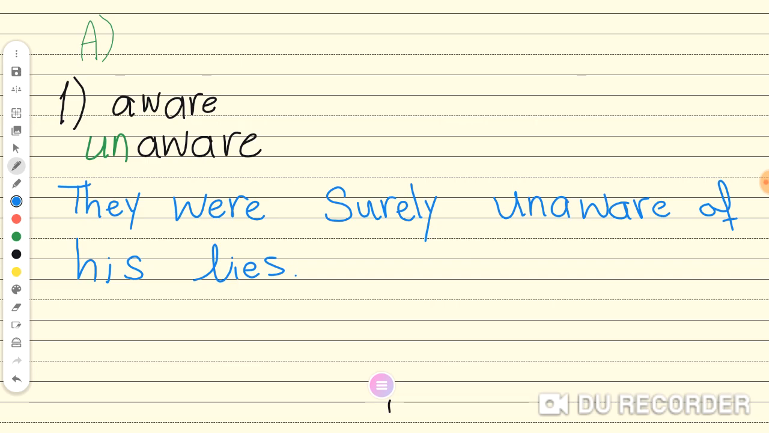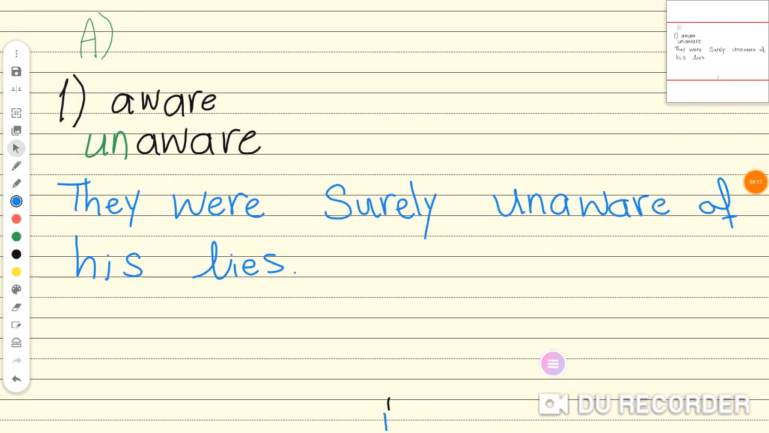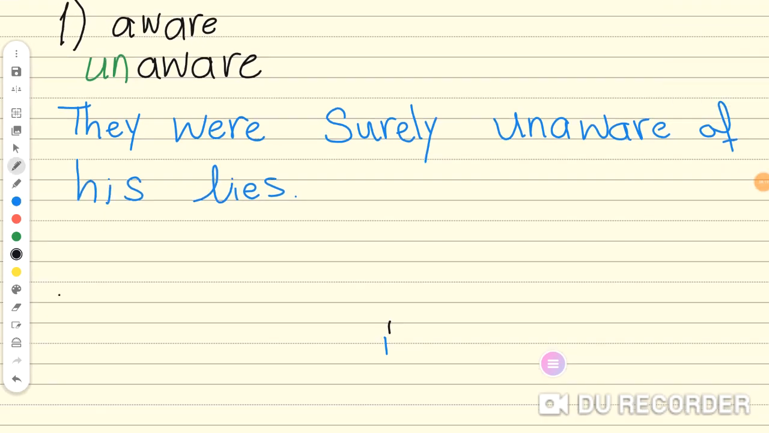They didn't know he was lying, or they didn't notice, or they were not paying attention to the fact that this person is a liar. All right. Another word. The other word is going to be certain, which means sure. Kindly write these down.